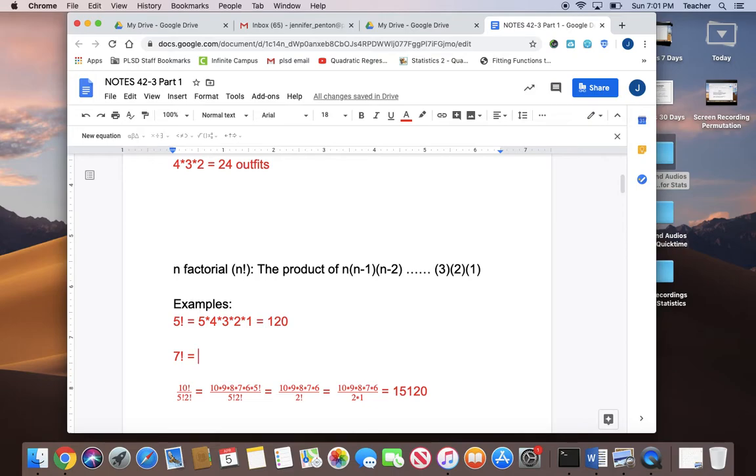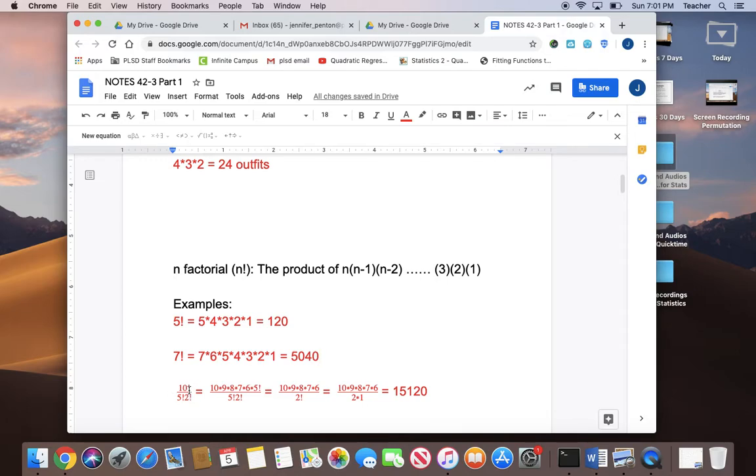7 factorial is just 7 times 6 times 5 times 4 times 3 times 2 times 1. And if you put that in your calculator, you would get 5,040.